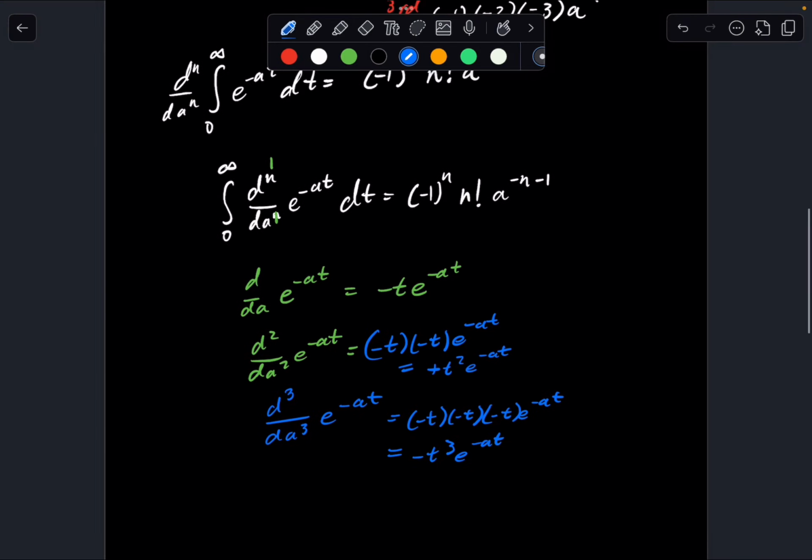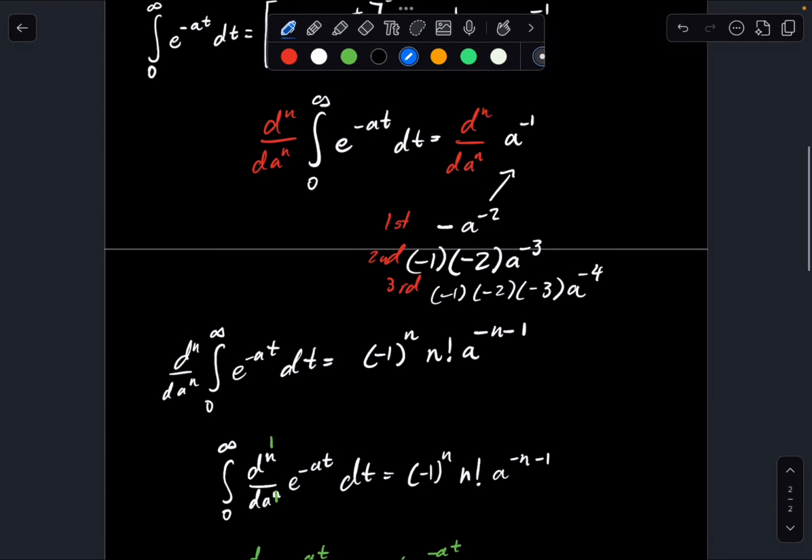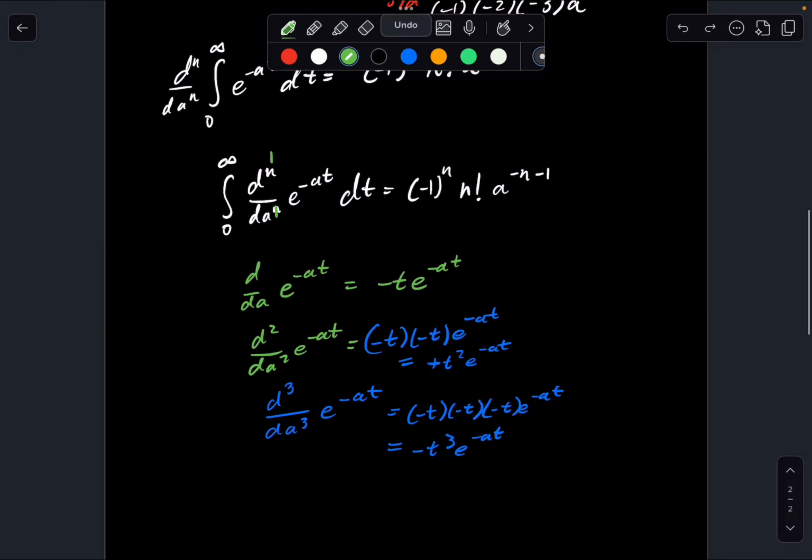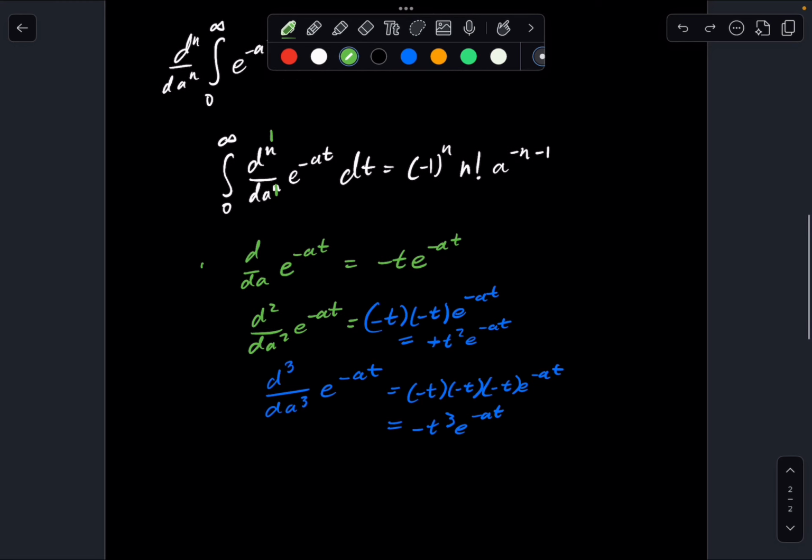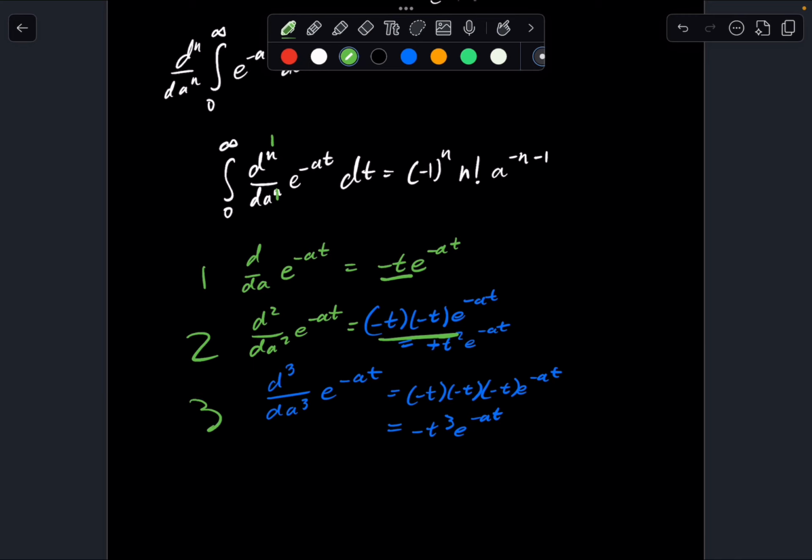So folks, we just used this pattern earlier. We saw that we had negative, positive, negative, and it's alternating based on the order of the derivative we're taking. When we took the first derivative, this was negative. When we took the second derivative, it was positive. When we took the third derivative, it was negative. So once again, we have the case.